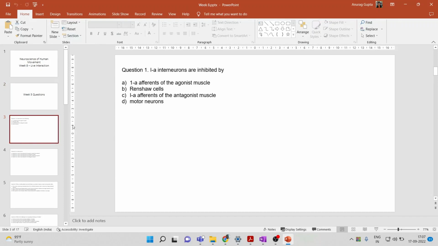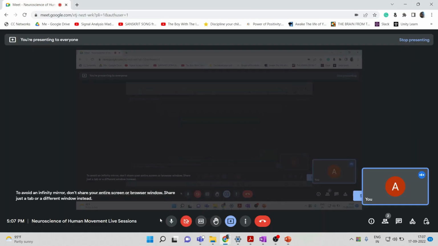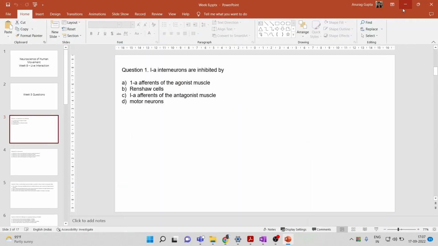Okay. So this is the first question. 1A interneurons are inhibited by: A, 1A afferents of the agonist muscle; B, Renshaw cells; C, 1A afferents of the antagonist muscle; or D, alpha motor neurons. So you can pause the video, try and answer this.